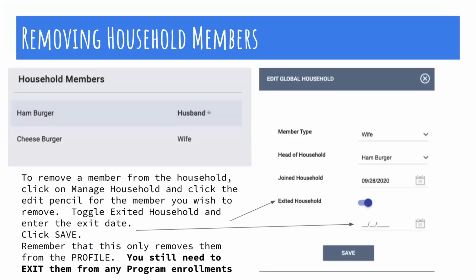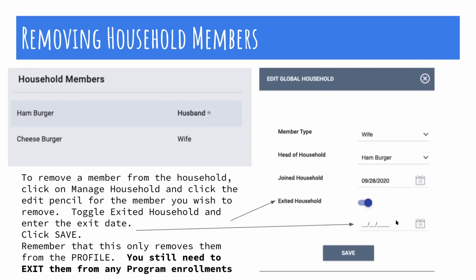Now, when it comes to removing, you want to go back to manage that household and click the edit pencil. Again, sorry, it's a screenshot, but it'll be an edit right here. It'll be a little pencil. Click on that pencil and this is going to show up. To exit someone, you just click this toggle on and then you'll be able to enter in the date that they actually left.